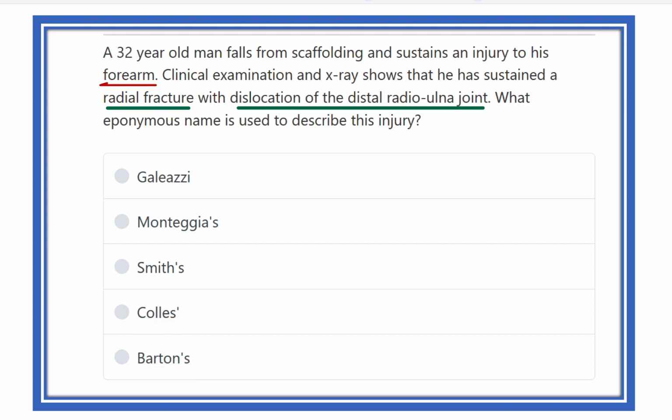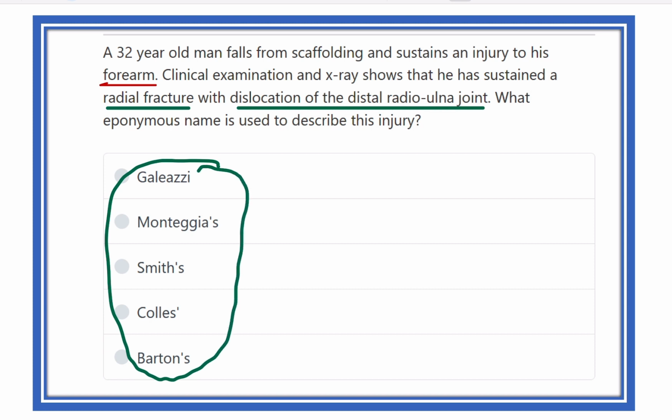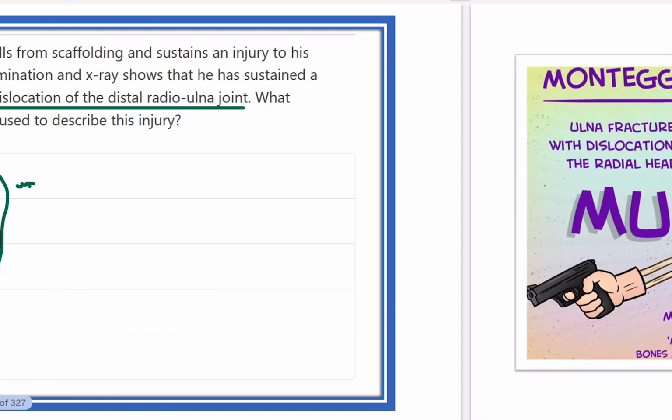Galeazzi, Monteggia, Smith, Colles and Barton fracture are all fracture classifications of the radius and ulna. Especially Smith, Colles and Barton fractures are fractures of the distal radius, and the Galeazzi and Monteggia are fractures of the radius and ulna, but usually in the upper part. So let's see two important fractures.